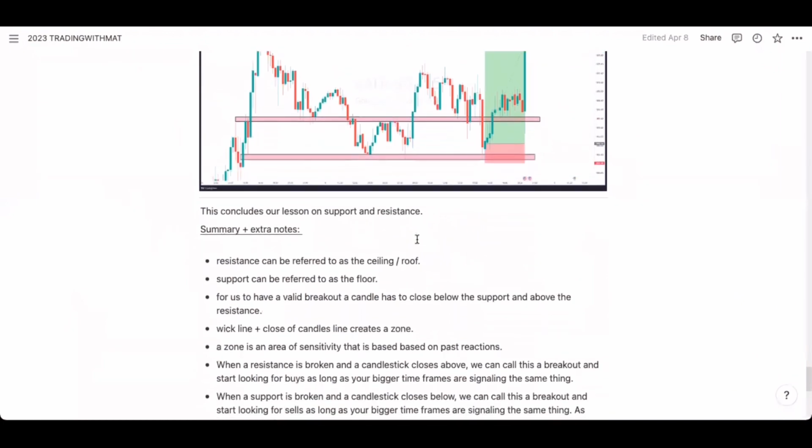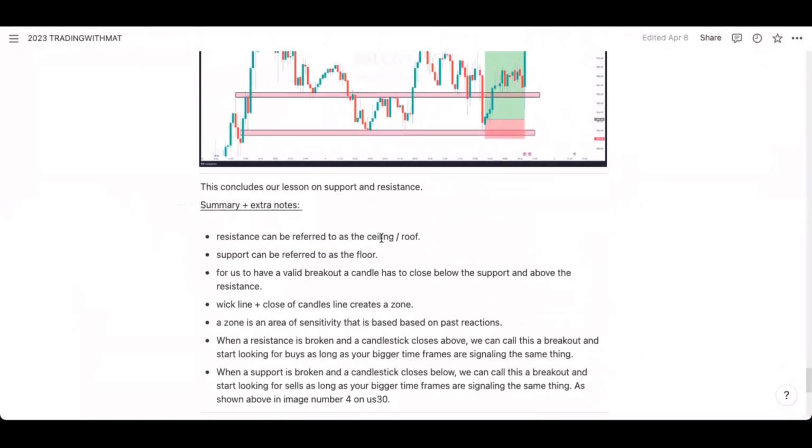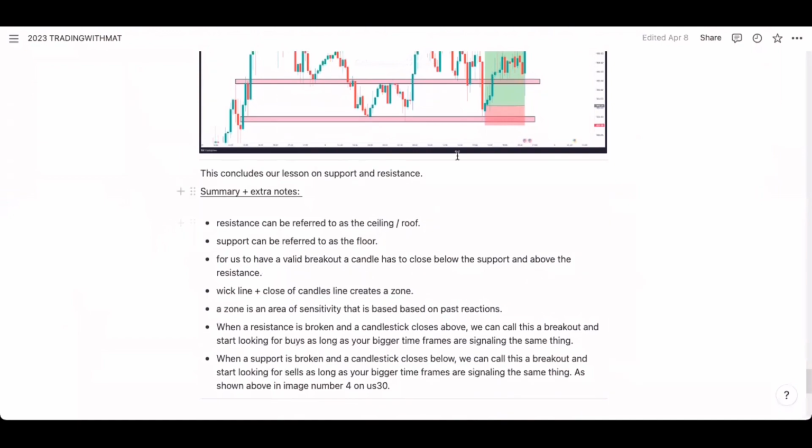Okay, so this concludes our lesson on support and resistance. Summary of the notes. Resistance can be referred to as the ceiling or the roof. Support can be referred to as the floor. For us to have a valid breakout, a candlestick has to close below the support or above the resistance. Okay, wick line plus close of candles equals zone. A zone is an area of sensitivity that is based on past reactions.